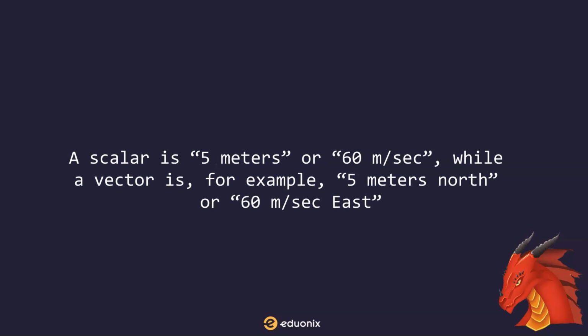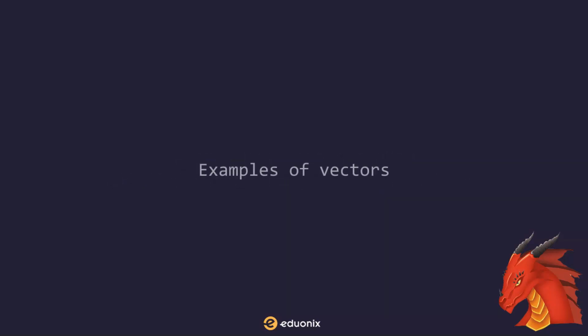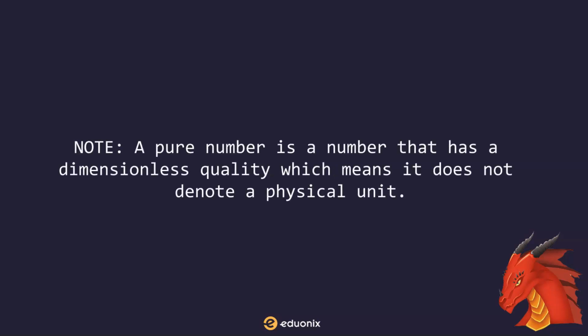Remember, an example of a scalar is 5 meters or 60 meters per second, while a vector is, for example, 5 meters north or 60 meters per second east. The difference between these two is obviously that the vector has both a scalar attribute and a directional attribute. Nevertheless, these examples of vectors that you've seen up till now might seem far off from the vectors that you might meet when working with machine learning problems. Such a first impression is normal. The length of a mathematical vector is a pure number. It is an absolute. Note, a pure number is a number that has a dimensionless quality, which means it does not denote a physical unit.